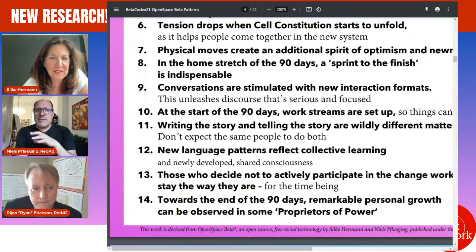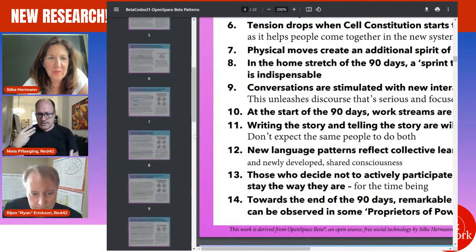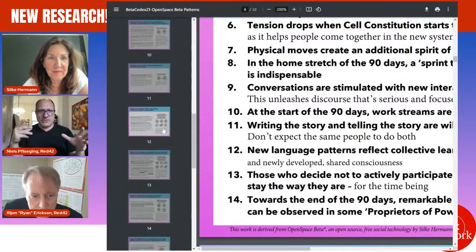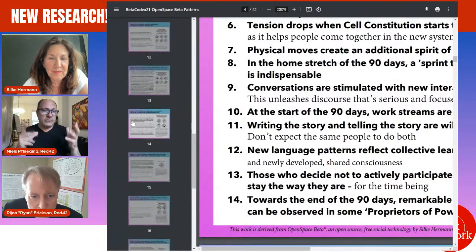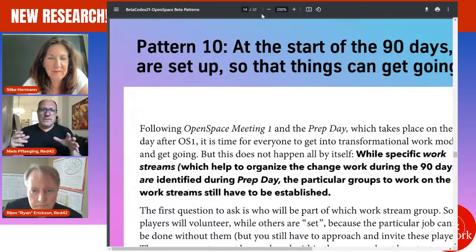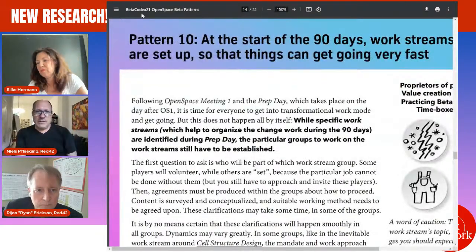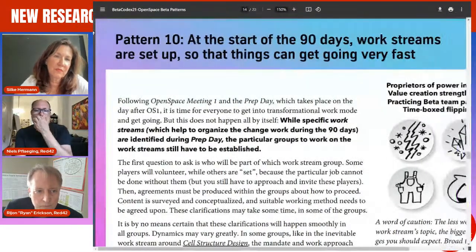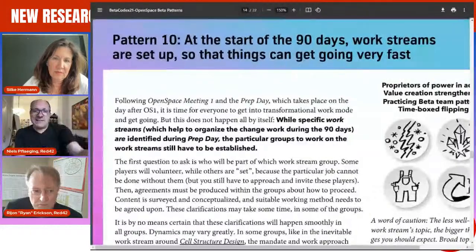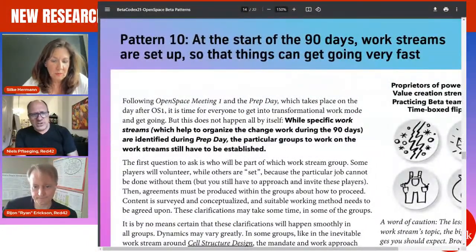So this is something I think that Silke came up with on the spot: that in the prep day after the open space, you needed to cluster the topics from the open space, the documents, the protocols as we call them, and they had to be sorted into 4 or 5 or 6 or 7 work streams that will be the big stuff that will guide the work during the 90 days. And I think that's something very fresh.